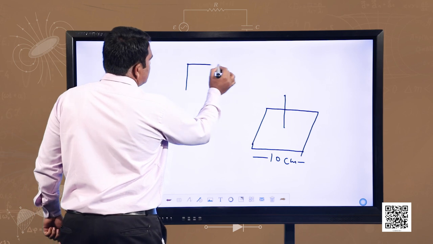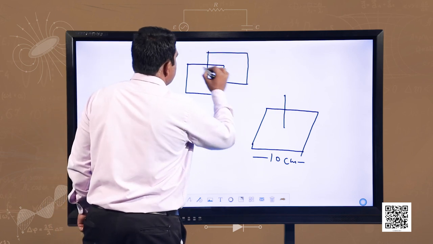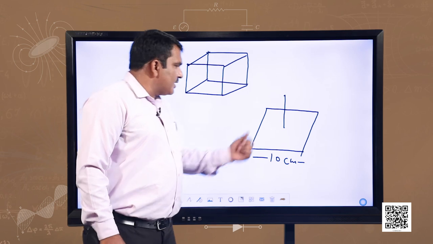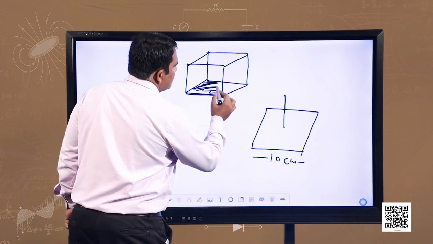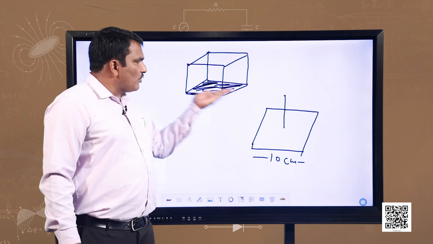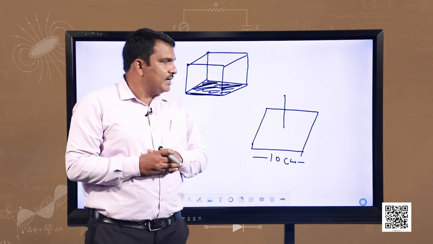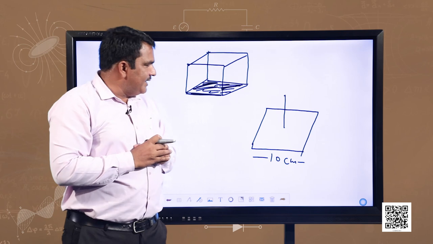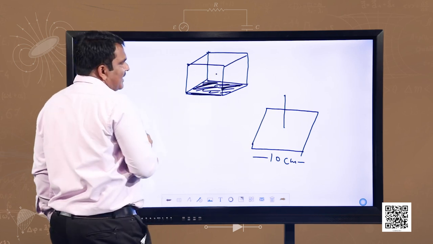Suppose this is a cube, you may consider this square as the lower face of this cube. This square may be considered as the base of this cube. You may erect walls on the four sides of this cube, and you can cover it with a lid like this, so that you get a complete cube. In this way, this charge Q will come at the center of this cube.